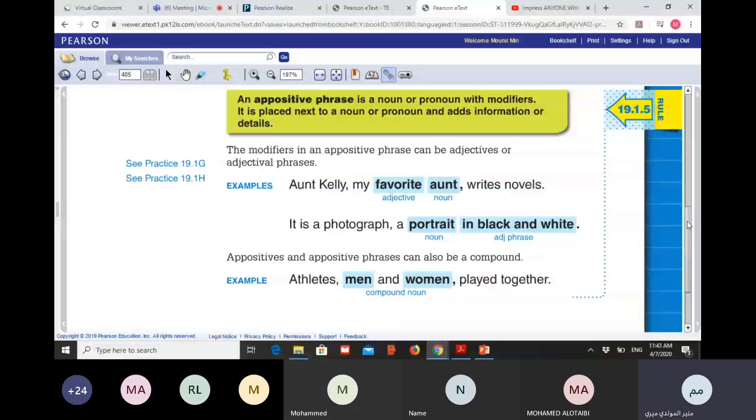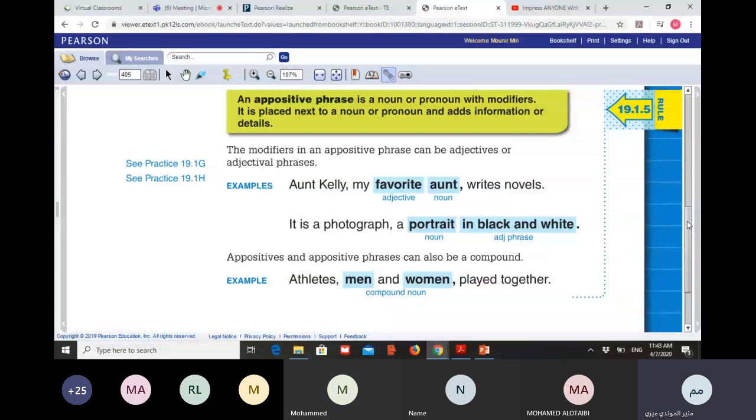My favorite aunt, this is an appositive phrase, and it is made up of what? It is made up of a noun and an adjective, a noun and its modifier, because you know that adjectives always precede the nouns. That's why an adjective is a modifier for a noun that comes after it. And here the appositive phrase is my favorite aunt, both of them.